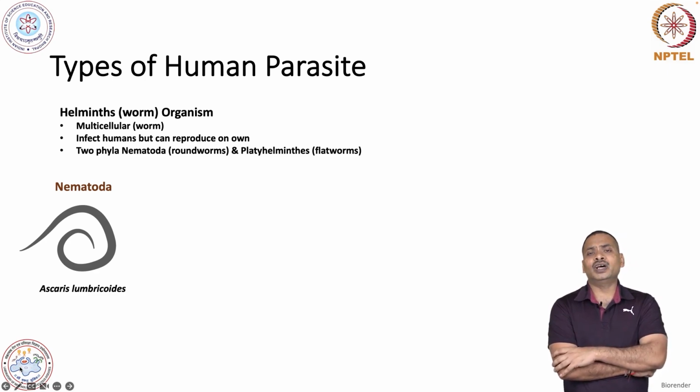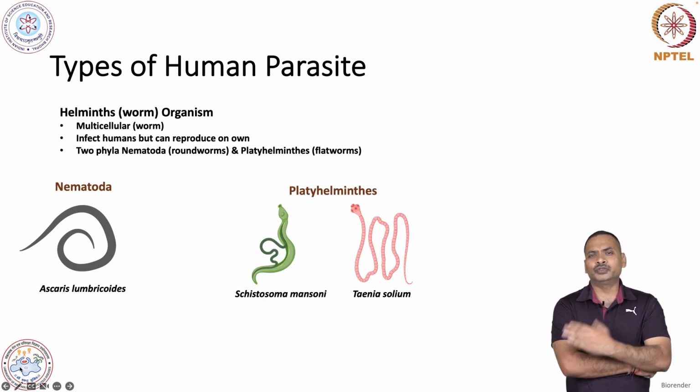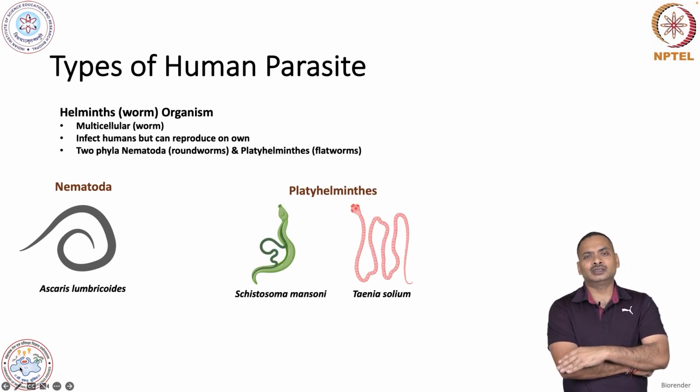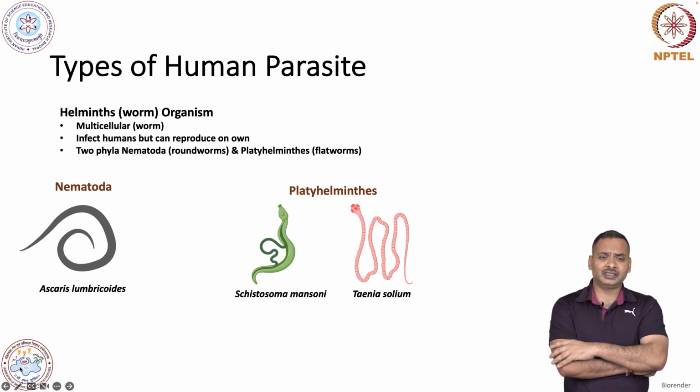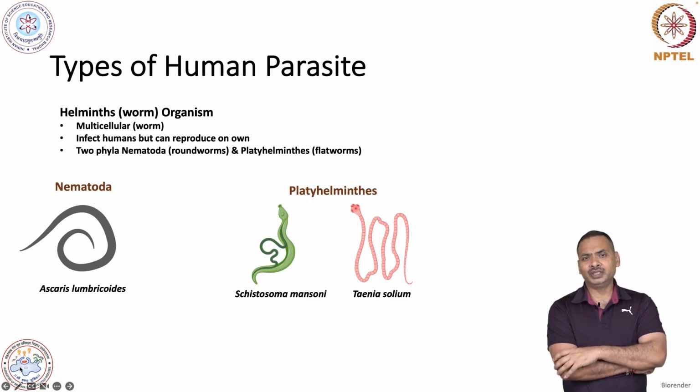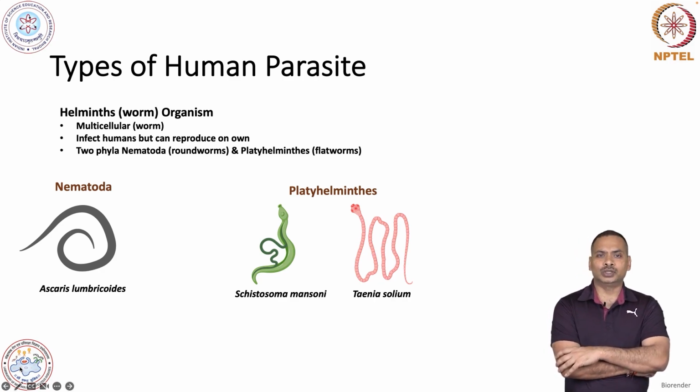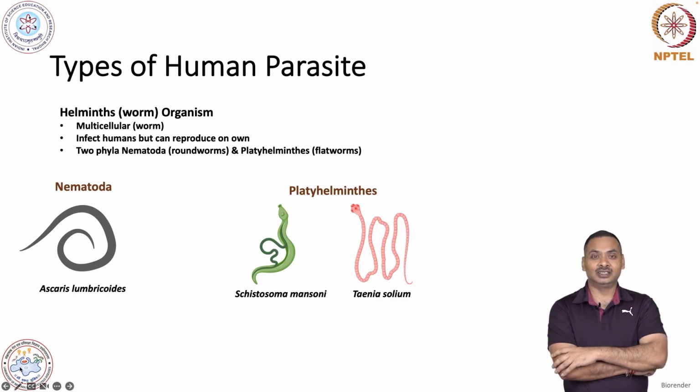And another is flat helminths, or flatworm. So this flatworm, if you make a cross section, you will see a flat kind of architecture. The two best examples for this group of parasites are Schistosoma mansoni, and another is Taenia solium. We also call Taenia solium a tapeworm. It's a very long parasite, and if it infects the human, it resides in our body, and that causes a variety of serious problems.